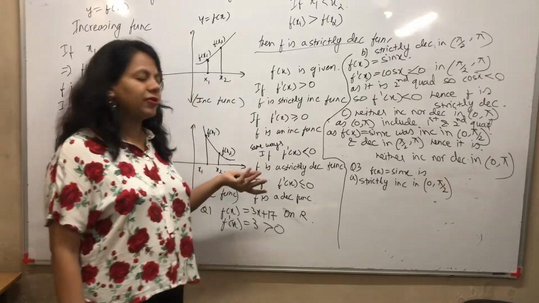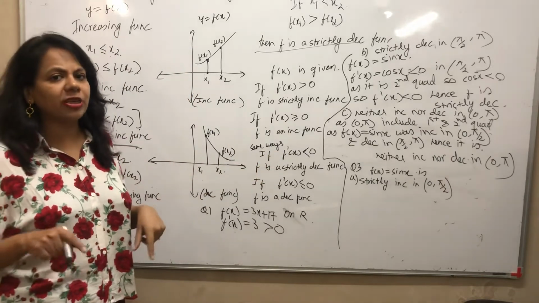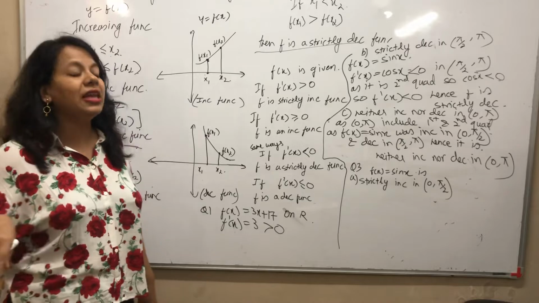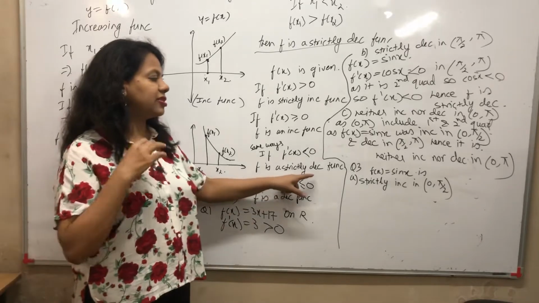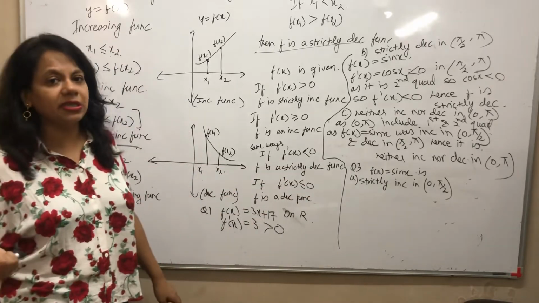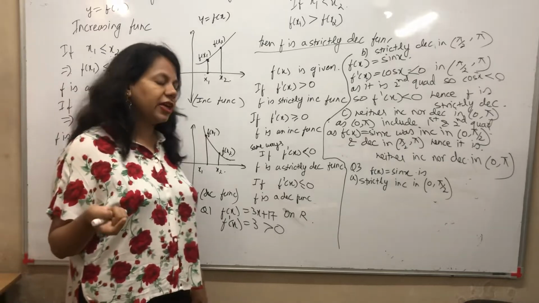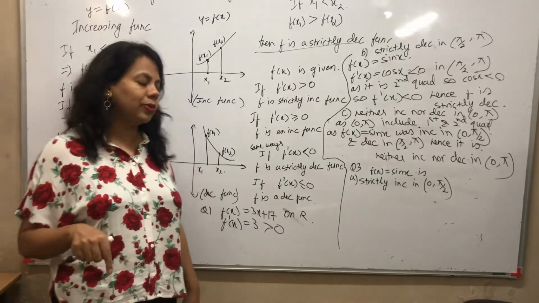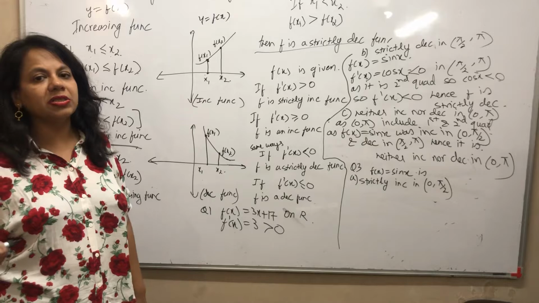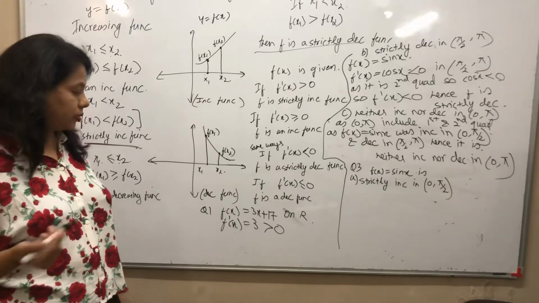Same ways, if you have any f(x), find f dash of x. If f dash of x is less than 0, then f is a strictly decreasing function. And if f dash of x is less than or equal to 0, then f is a decreasing function.